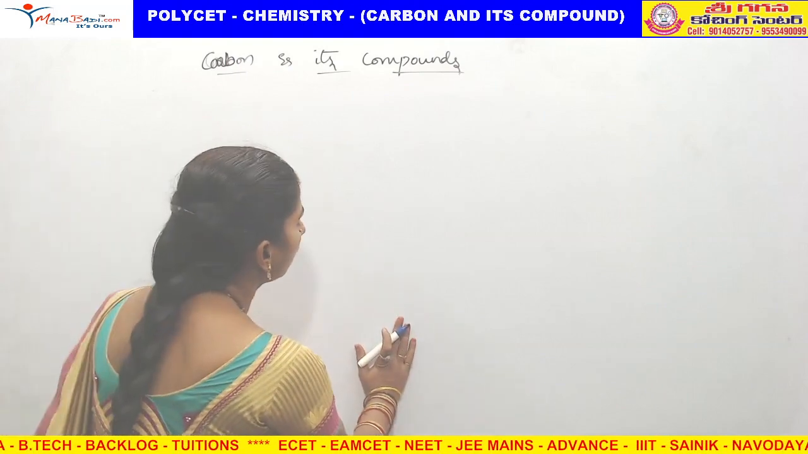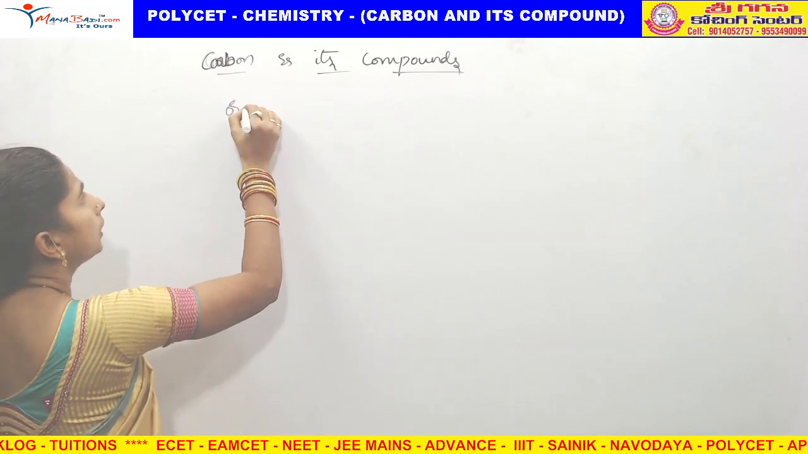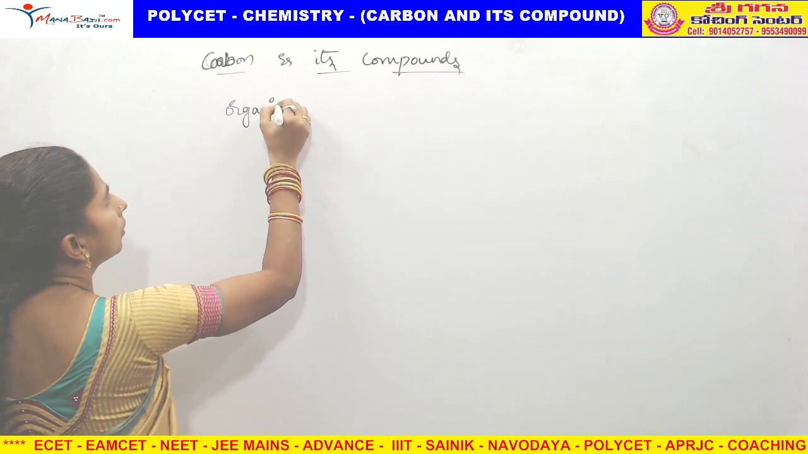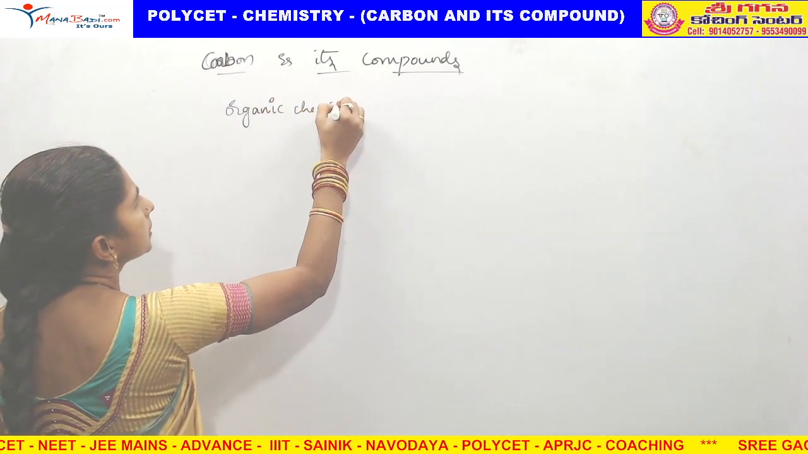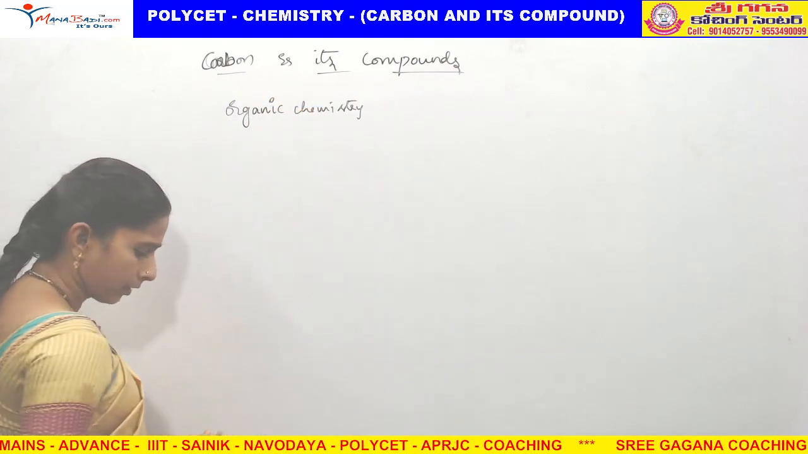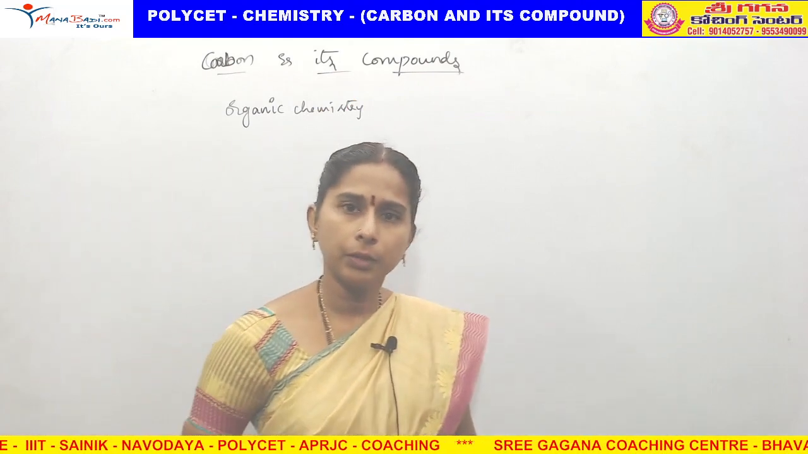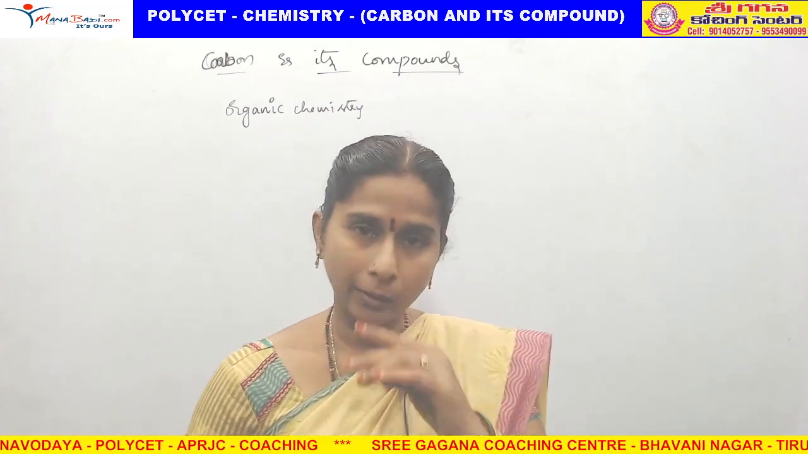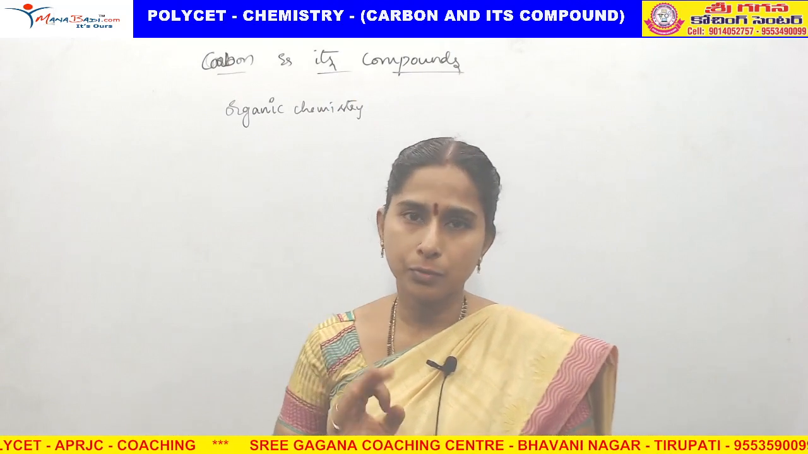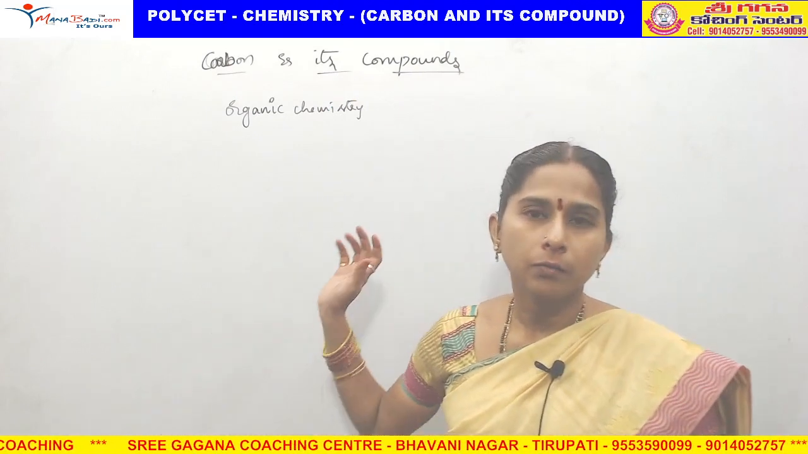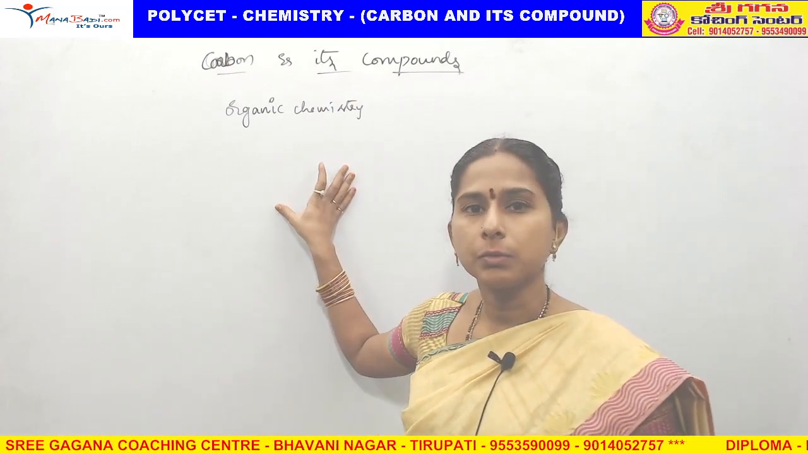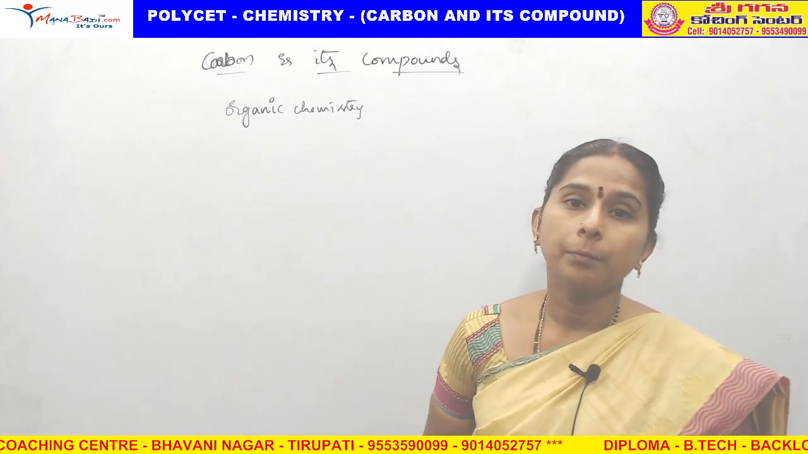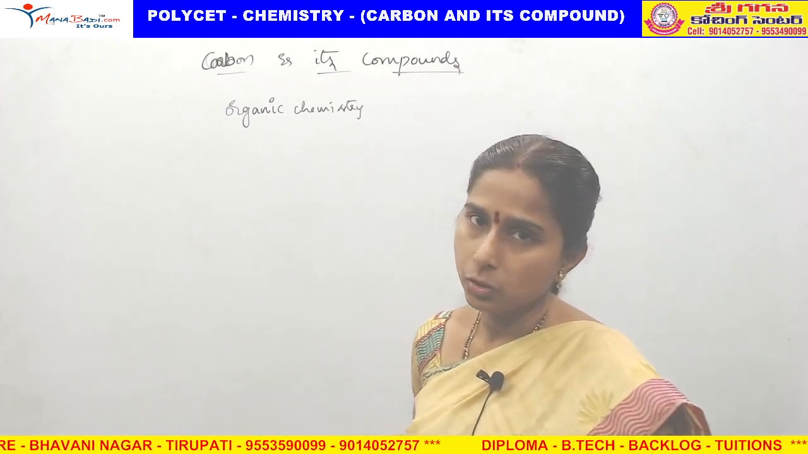Carbon. Organic chemistry is one of the branches of chemistry. We have inorganic, organic, physical, three types of chemistries. Organic, one of the branches of chemistry. This organic chemistry depends on carbon only.